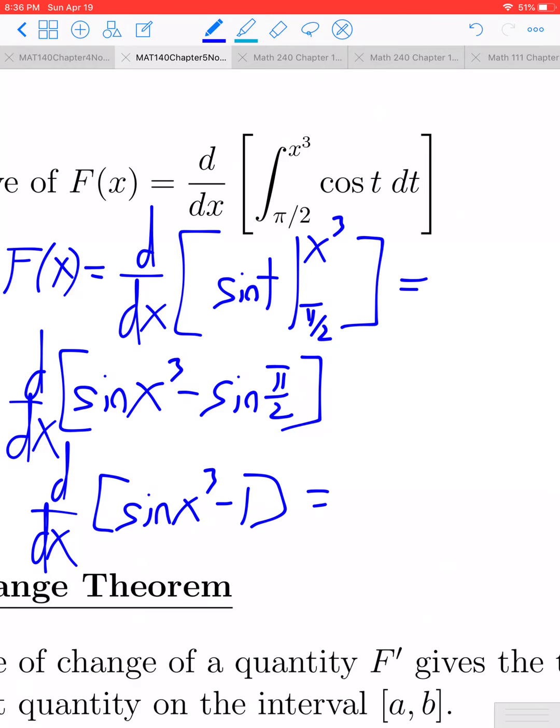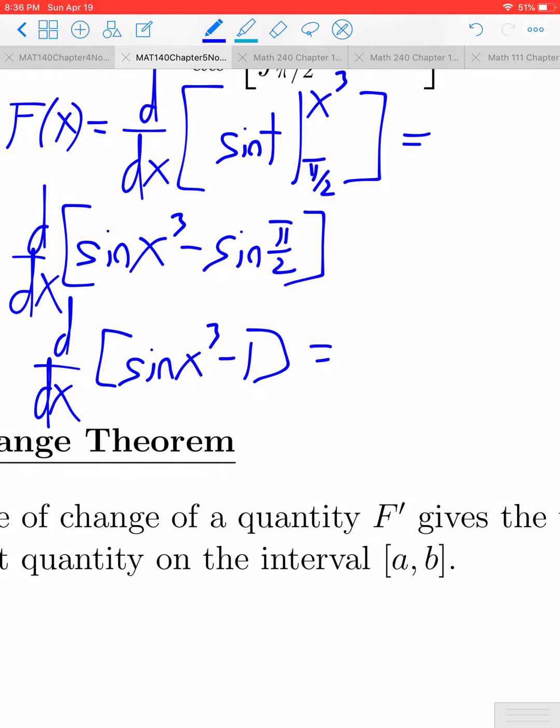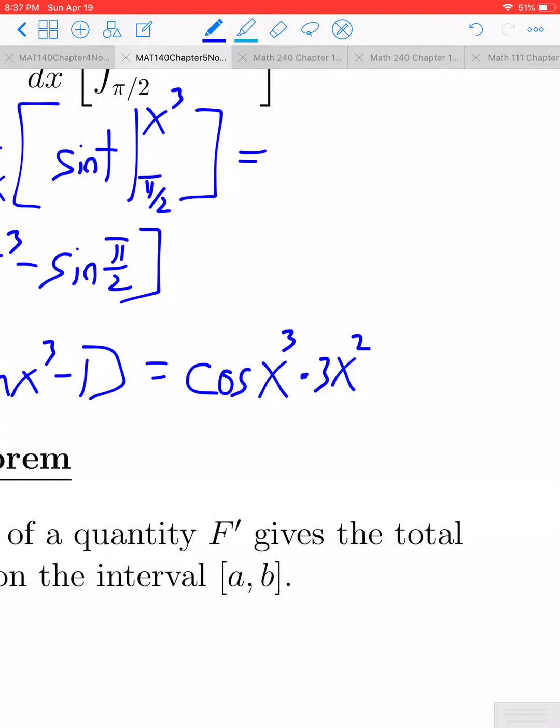And now let's go ahead and take the derivative. To do the derivative of sine x cubed, that's going to require the use of the chain rule. Derivative of sine is cosine. Leave the inside function alone. And now we need to multiply by the derivative of x cubed, which is 3x squared. Derivative of a constant is 0. So we get as our answer 3x squared times cosine x cubed.